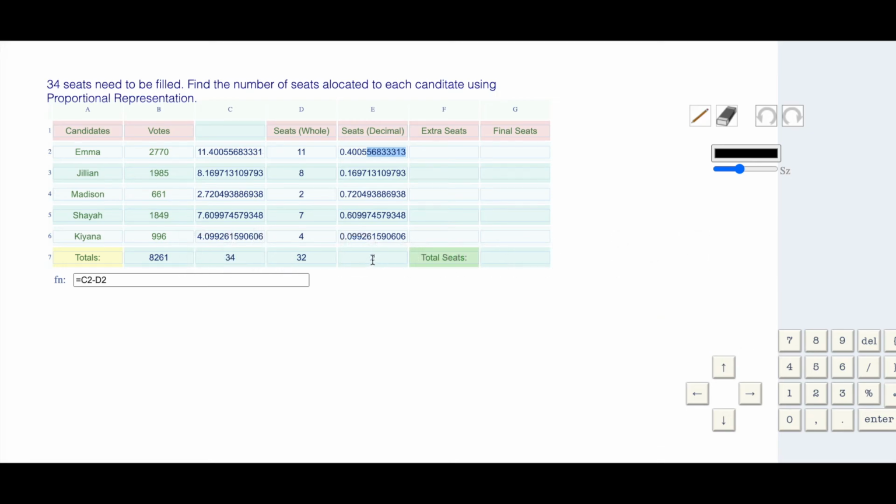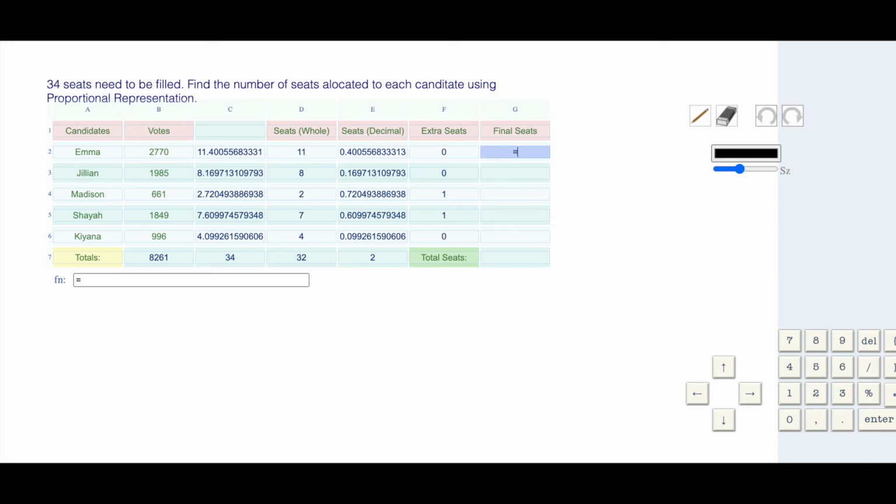So that means we have 2 extra seats. So all of these little fractions add up to 2. We had 34 seats to begin with. We've only given out 32. That means we have 2 to still give out. They go to the people with the highest decimals. So that's going to be 0.7 and 0.6. So these 2 people get 1 extra seat, and everybody else gets 0.